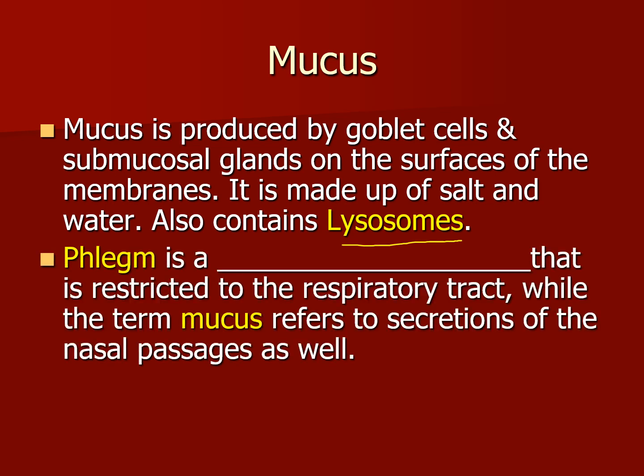So when you hear people talk about phlegm, phlegm is a type of mucus. That's what goes in that blank there. Type of mucus that is restricted to the respiratory tract. The term mucus just refers to secretions of the nasal passages as well. So if someone's like, did you see the color of the mucus? Well, that could be upper respiratory, that could be lower respiratory. When they say, did you see the color of the phlegm? Then that usually implies the lower respiratory tract, right? So it's restricted to the respiratory tract altogether.